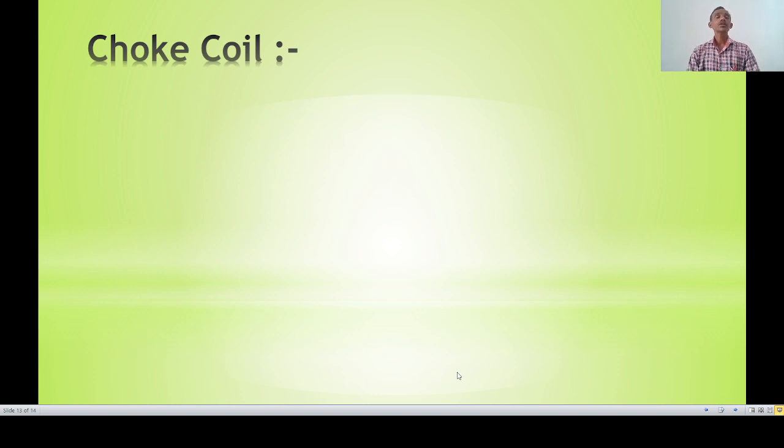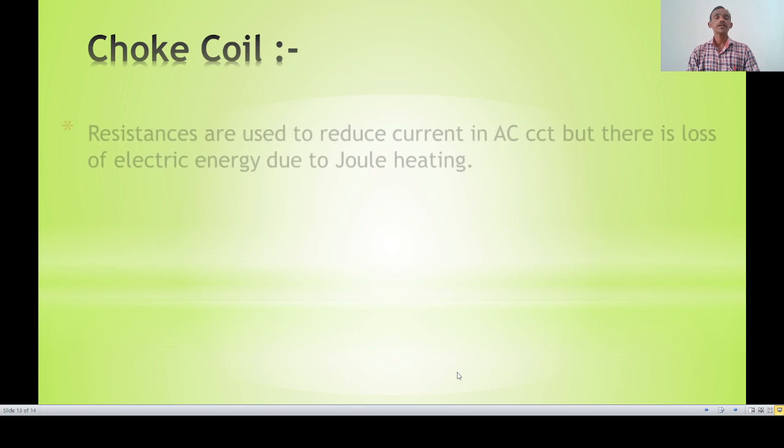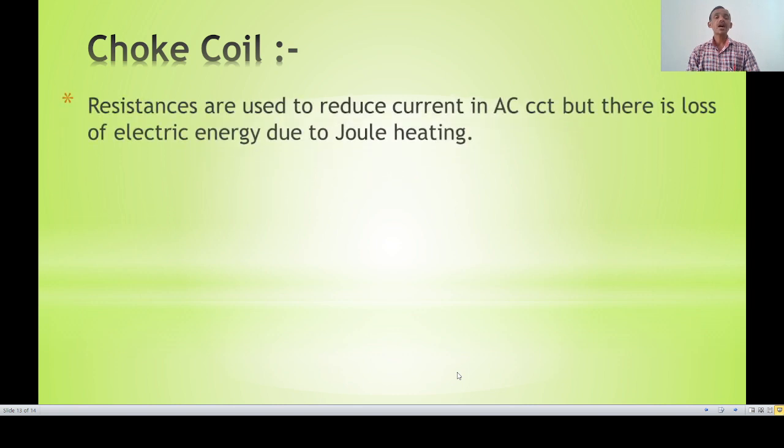Now, the last point is the choke coil. Resistances are used to reduce current in an AC circuit, but there is a loss of electrical energy due to Joule heating. That is, we know that I squared R t is the heat produced in that circuit. So resistors are used to reduce the current in an AC circuit, but there is a loss of electrical energy due to Joule heating. That is, heat is produced due to the resistance.